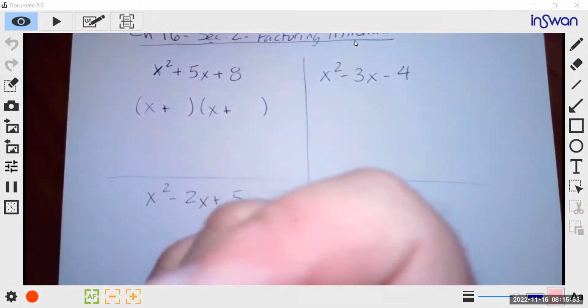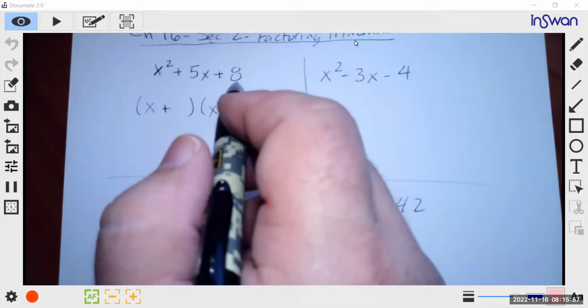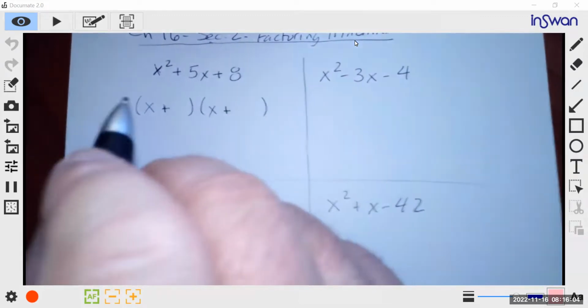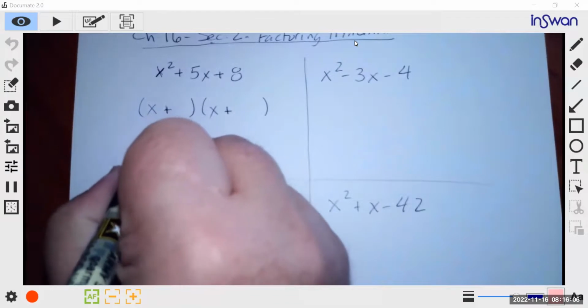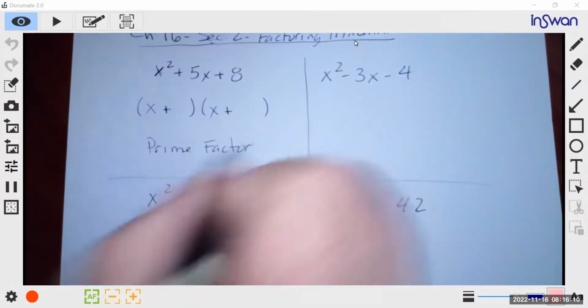2 times 4 is 8. 2 plus 4 is 6. That doesn't work. 8 times 1 is 8, but 8 plus 1 is 9. Can you get that? If you can't do it, don't worry about it. That's called a prime factor. They can't go any further.